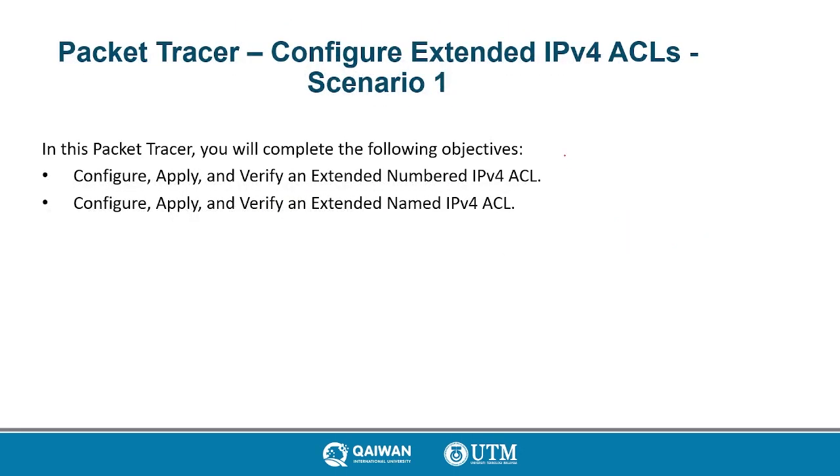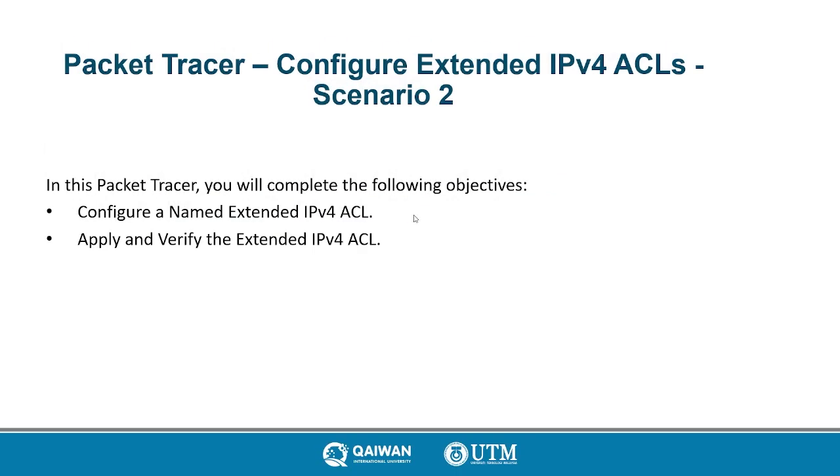We have two Packet Tracers that you can use to implement all of this. The first one would be configure extended IPv4 access list for scenario 1. The first one: apply and verify an extended numbered and extended named ACL. The second one is the same, and it says configure named extended IPv4 ACL, apply the extended ACL, and verify the extended IPv4 access list.